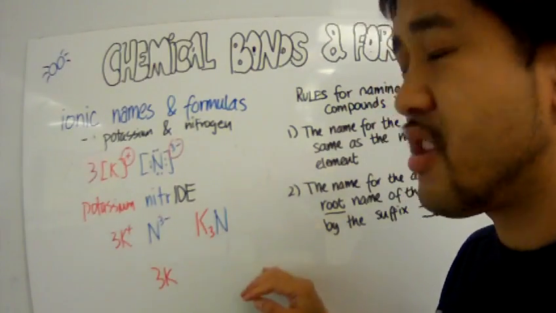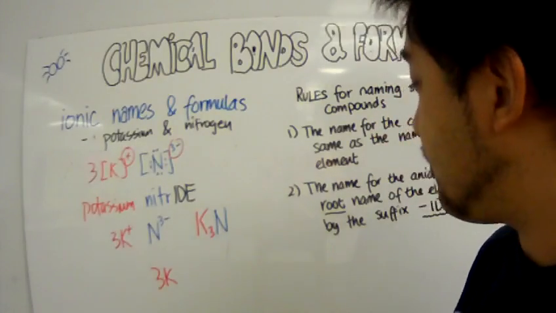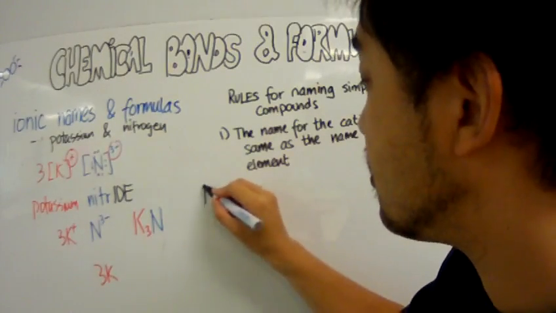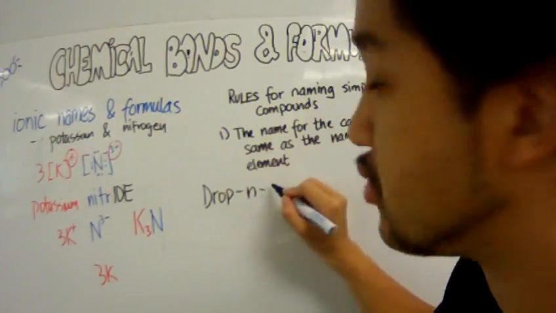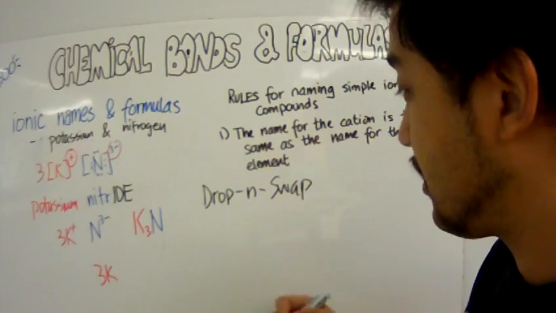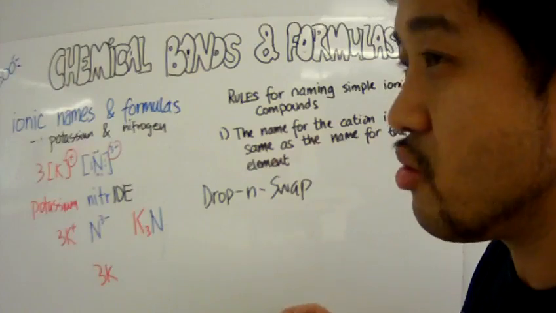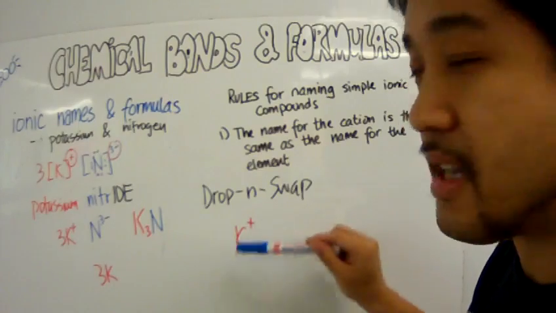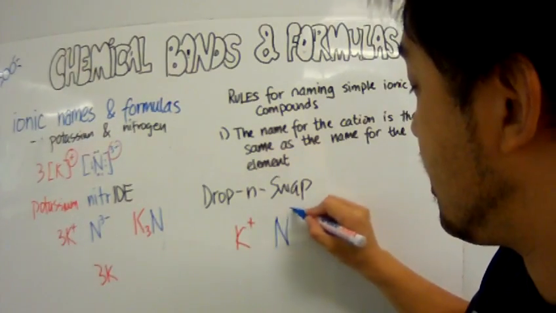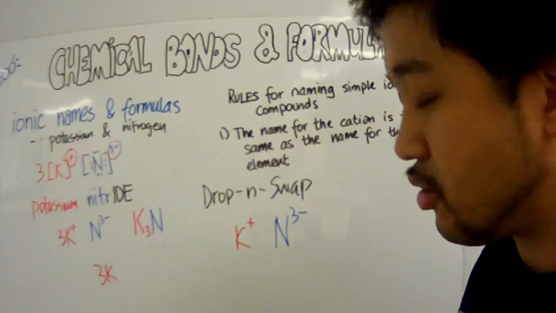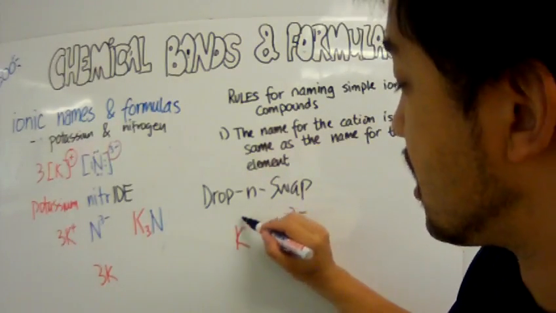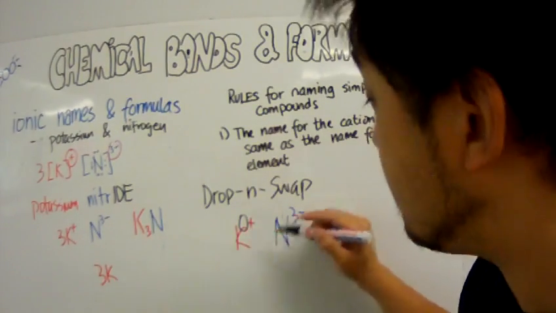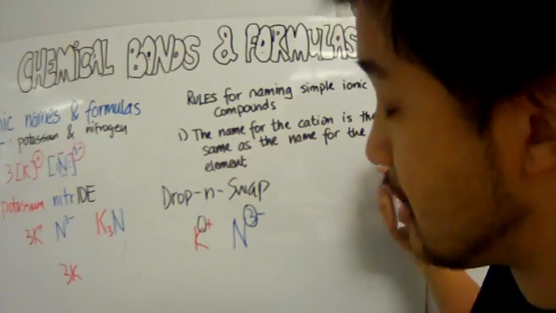Now, you can use this theoretical technique to write the formulas. However, I'm going to talk about using the drop and swap technique. The drop and swap technique involves you knowing the charge of the ions. So here I have K plus, and I have N3 minus. And what I'm going to do is take the coefficients or the numbers in front of the charges. So here, because there's no number, it means there's 1 in there. And here the coefficient for this nitride is 3.